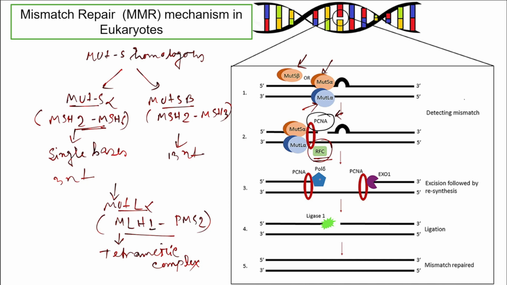After the incision of the DNA by MutLalpha, exonuclease 1 is recruited and activated by MSH2 or MLH1. So activated exonuclease 1 removes the error containing DNA stretch. Then this gap is filled by DNA pol delta and the nick is sealed by DNA ligase.